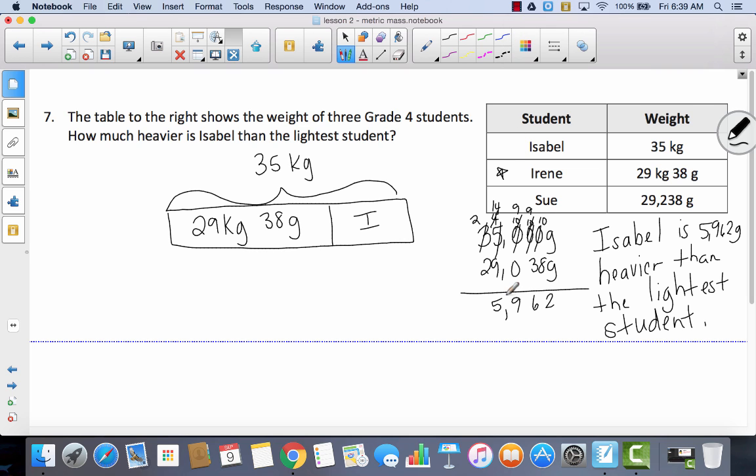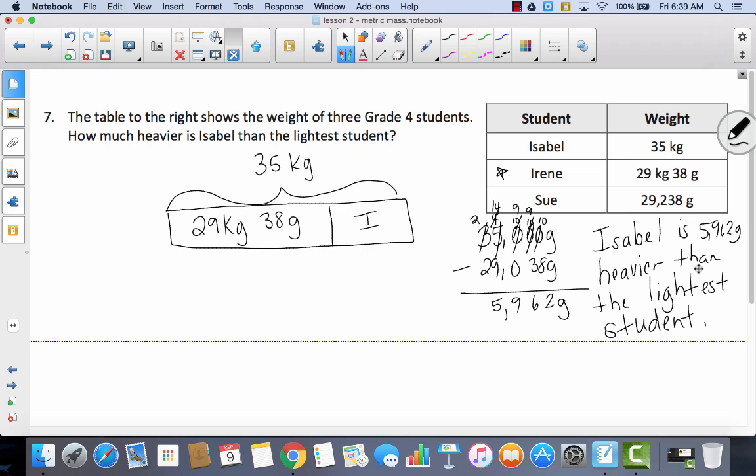Okay, so you can see that I use subtraction here to find the difference. And I had to do quite a bit of decomposing because I had all of these zeros. I had to go over to this thousand and decompose 1,000. That gave me 10 hundreds. I decomposed 100. That gave me 10 tens. I decomposed a 10. That gave me 10 ones. And then I had to come back over here and decompose a 10,000 so that I could subtract in the thousands. So I ended up with 5,962 grams. So Isabel is 5,962 grams heavier than the lightest student.